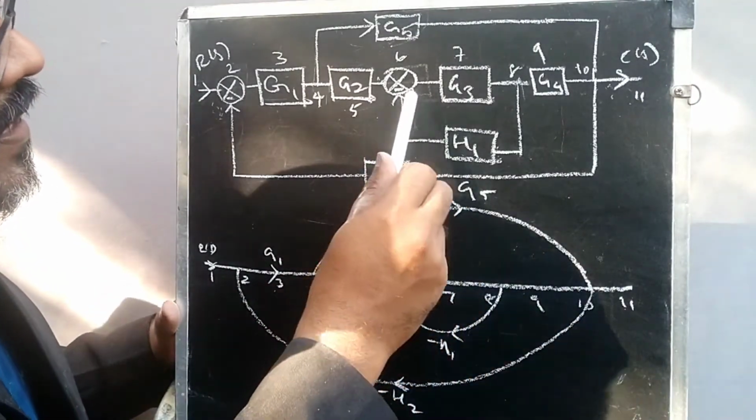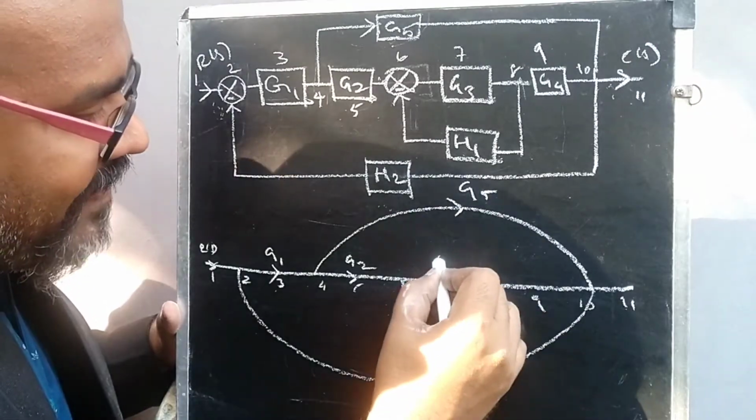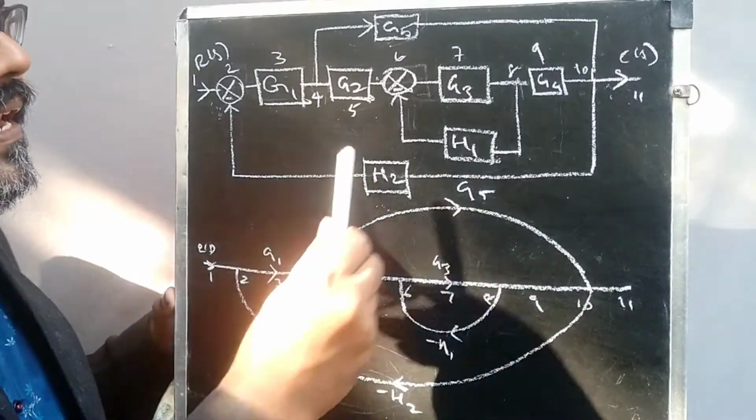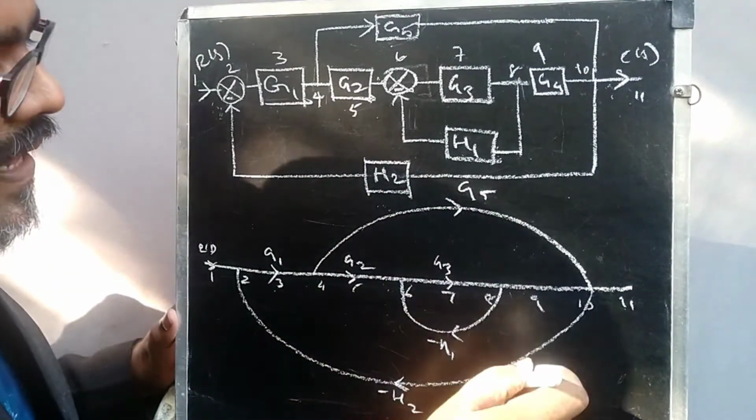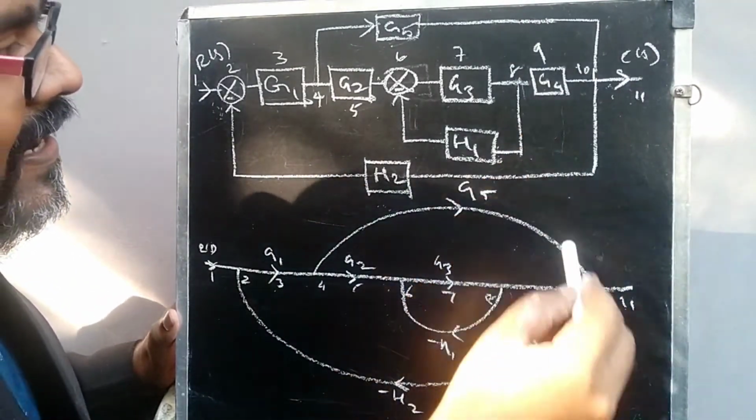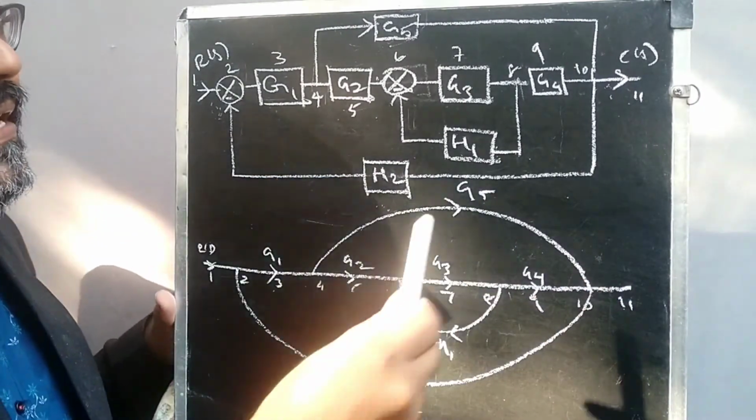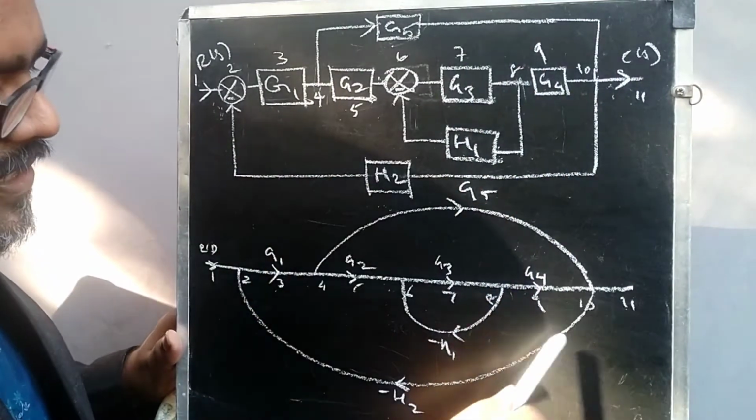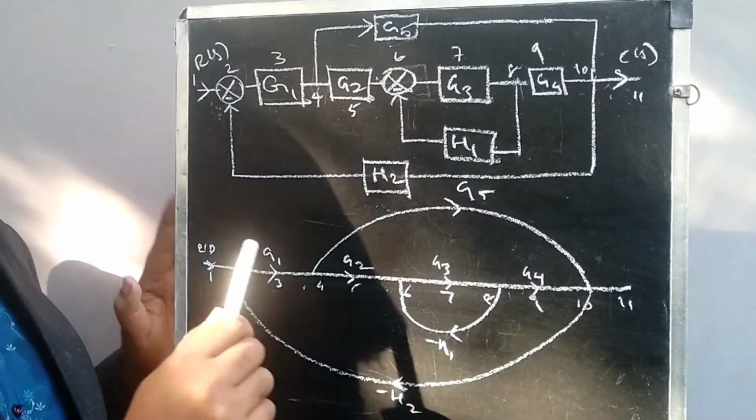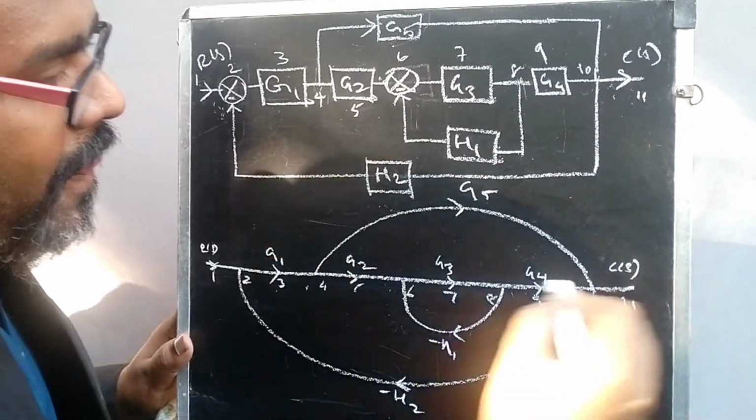Then this 7 is the indication of G3. Then 8. 8 is connected to 6. We already framed it. Okay. Then this particular 9 is indicated as G4. Then 10. We already made the connection between 2 and 4. Then 11 is output.